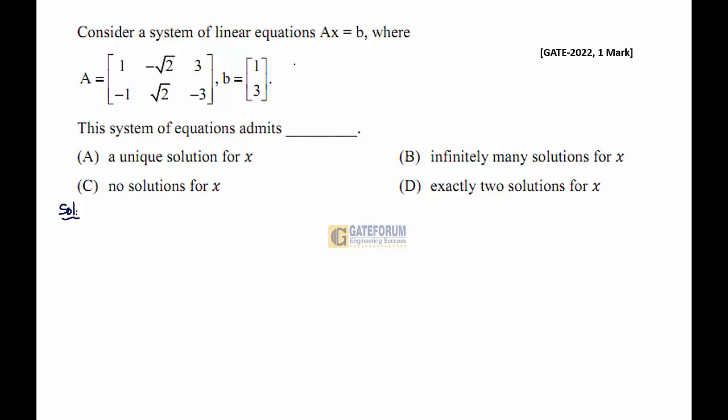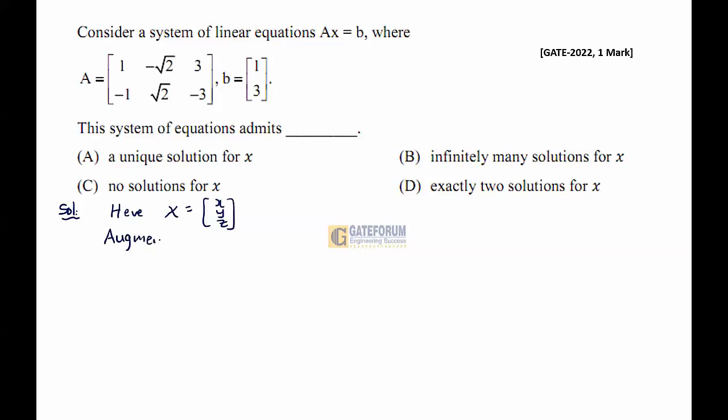Because of matrix multiplication, Ax equal to B, matrix A is multiplied by X. So here X is equal to the column matrix (x, y, z), 3 variables. Okay. Now, the augmented matrix C.